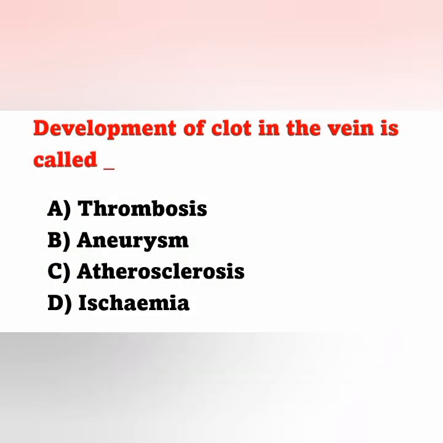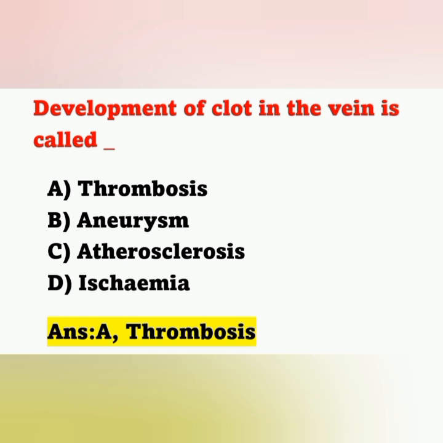And the next question, development of clot in the vein is called options, option A thrombosis, option B aneurysm, option C atherosclerosis, option D ischemia. And the correct answer is option A thrombosis, development of clot in the veins.